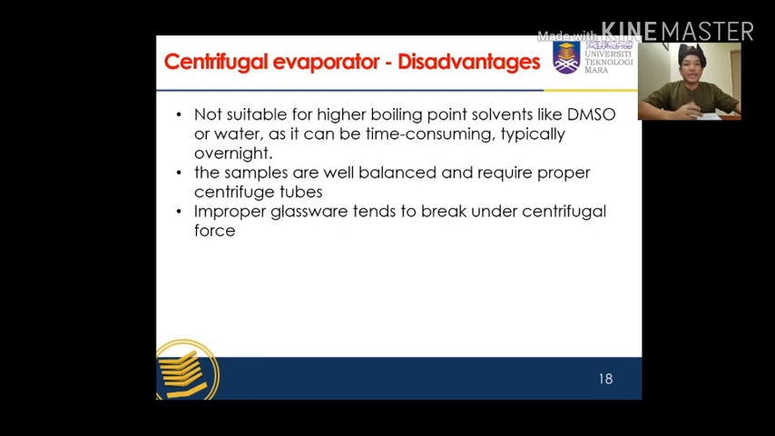So, the centrifugal evaporator is not suitable for higher boiling point solvents such as water or DMSO, because it can be time consuming, typically overnight. Additionally, care must be taken by the operator to ensure that the samples are well balanced, okay, and proper centrifuge tubes are used. Improper glassware tends to break under the centrifugal force. This can be quite problematic when working with precious samples or hazardous materials.